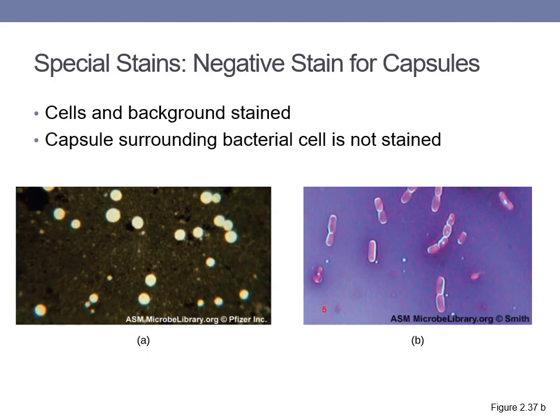Negative stains are used to stain cells that are surrounded by capsules, and they indirectly stain cells. The negatively charged colored stain is repelled by the negative charge of the cell. So in a negative stain, the background is colored and the capsule is unstained, leaving a halo appearance around the cells. Here are two different bacterial species that contain capsules.